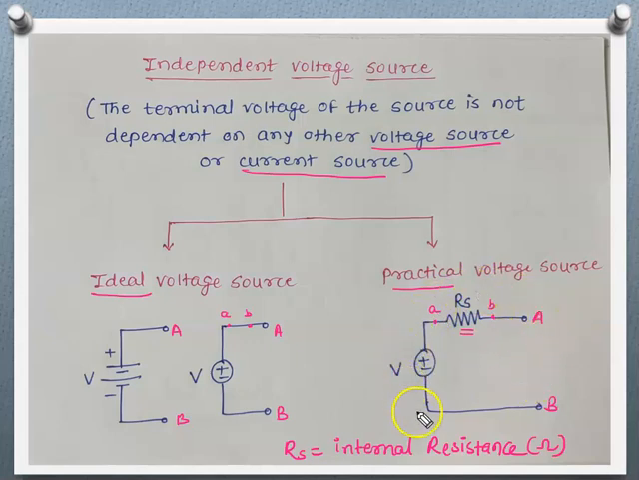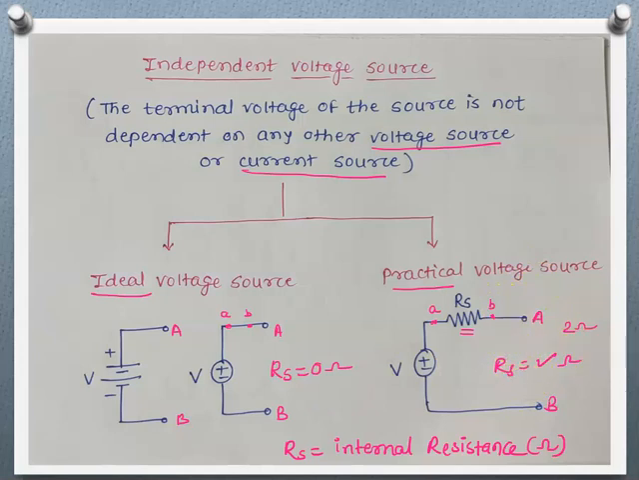The combination of this V and Rs is together called a practical voltage source. Here Rs is absent, but the A and B points are connected with a good conducting wire. That means the value of Rs will be 0 ohm, whereas here Rs has a definite value, suppose 2 ohm. This is the internal resistance. Remember that in an ideal voltage source, Rs is 0, and in a practical one, it is present.